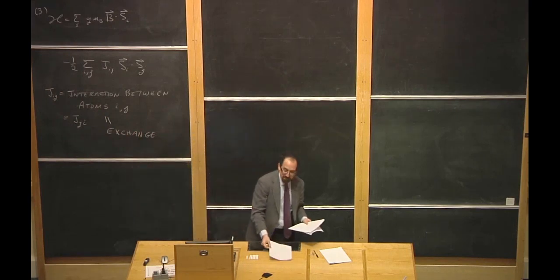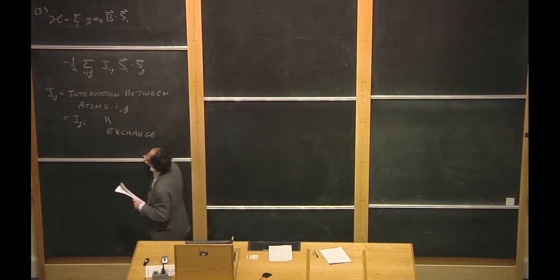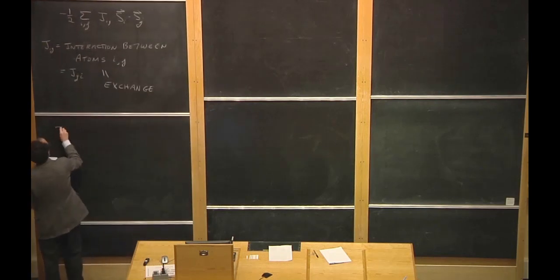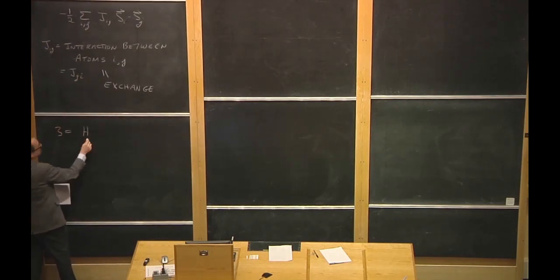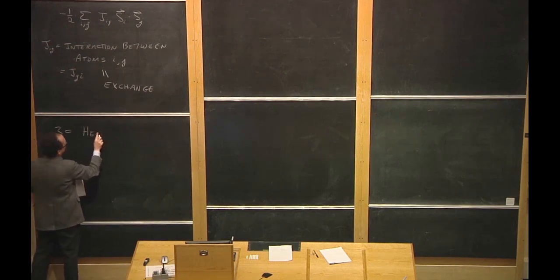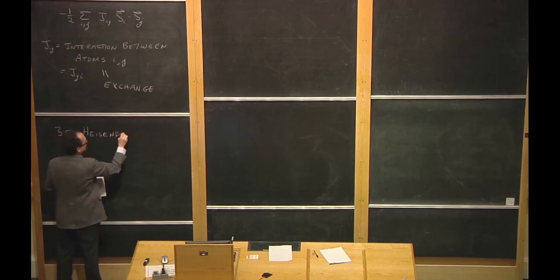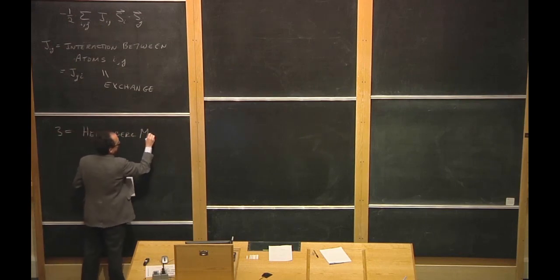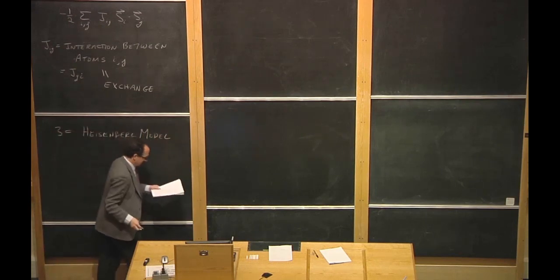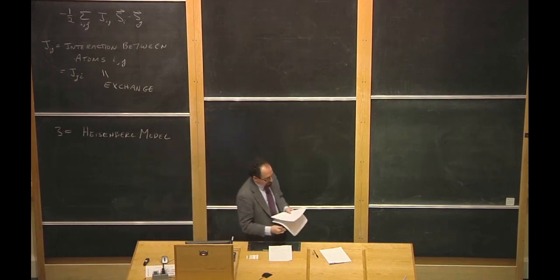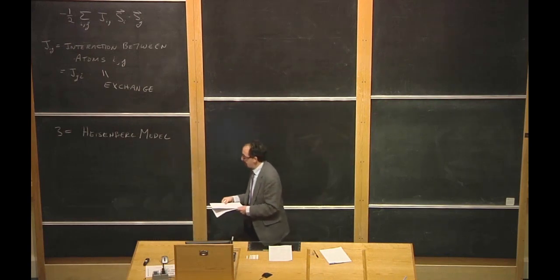Okay? So this model, Hamiltonian 3, is known as the Heisenberg model, after everyone's favorite uncertain physicist, Heisenberg. It is a very frequently studied model in condensed matter physics and a very good representation of many magnets.